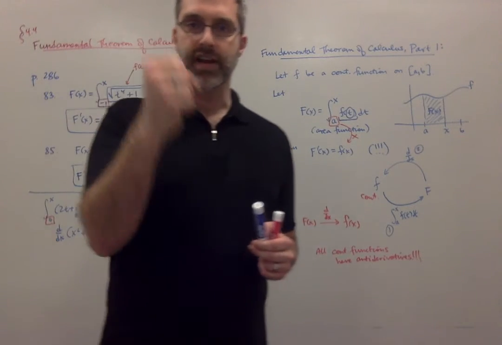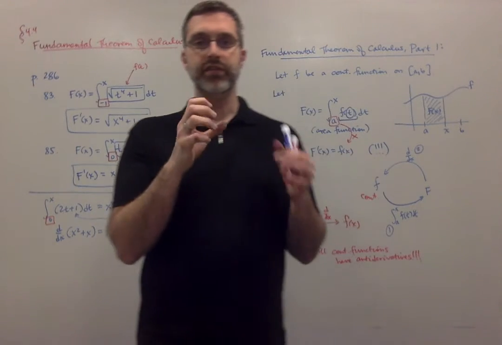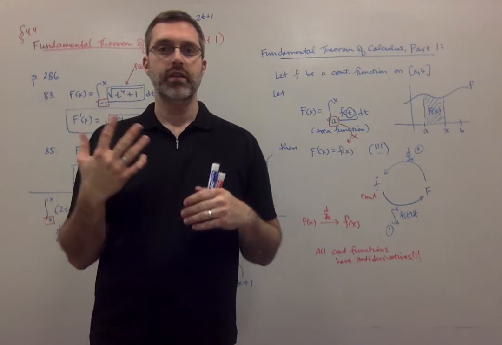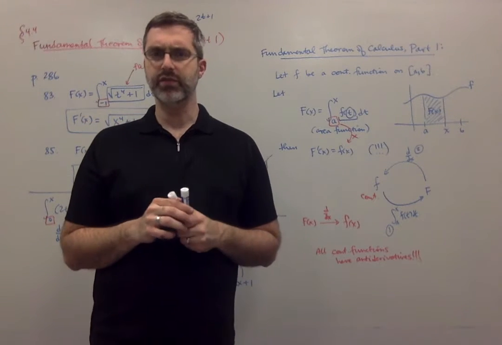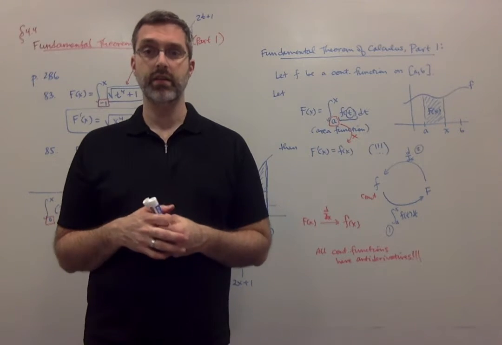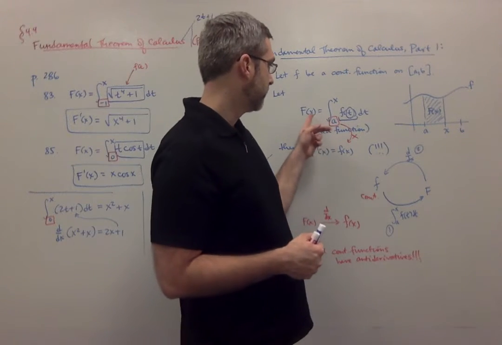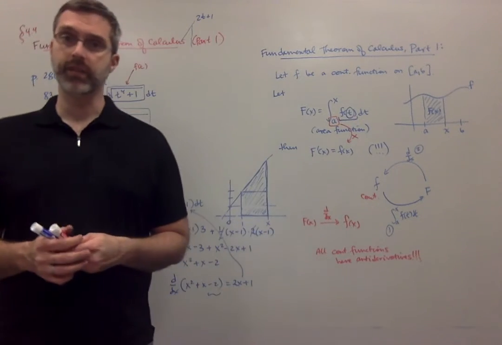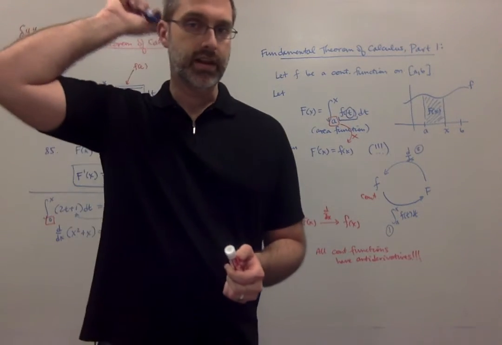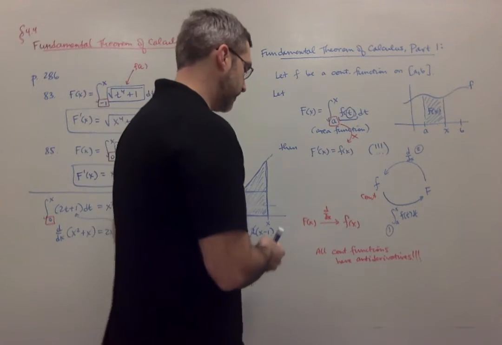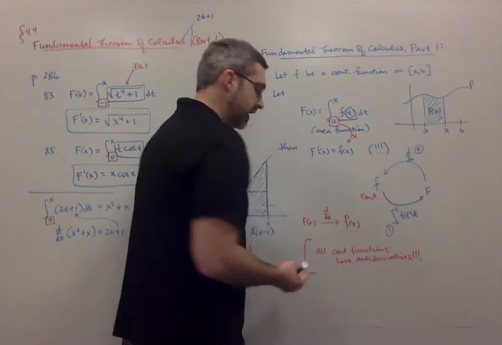I want to drive that home into your brain. If you start with any continuous function, could be absolute value, could be some other weird types of continuous functions that we've seen, all of those have antiderivatives. Okay, we've seen one right here. If you make an area function, then when you differentiate, you get the original function back. Okay, file that away in your brain. That's an important thing to remember. All continuous functions have antiderivatives. Please write that down.